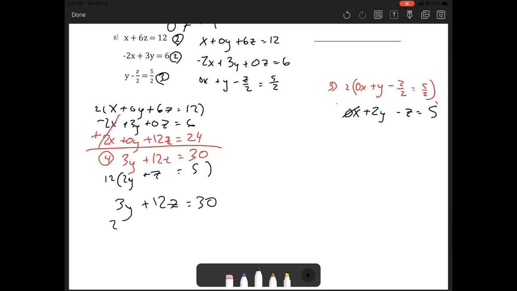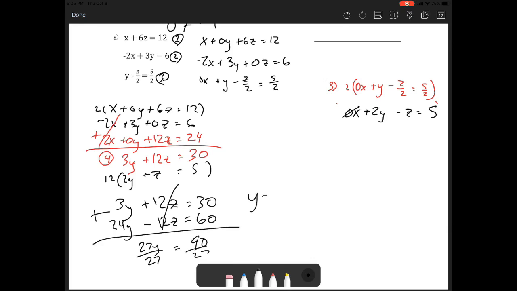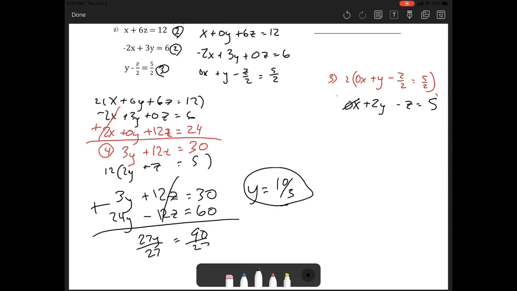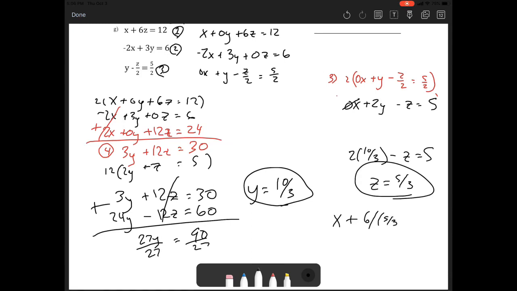So we'll end up with 3y plus 12z equals 30, and times that, it's going to be 24y minus 12z equals 60. So we're going to add those together. They cancel. We're going to end up with 27y divided by 27 equals 90, and our y is going to be 10/3. So then we're going to plug that in. So I have 2 times 10/3 minus z equals 5, and that's going to end up with me getting z equals 5/3.